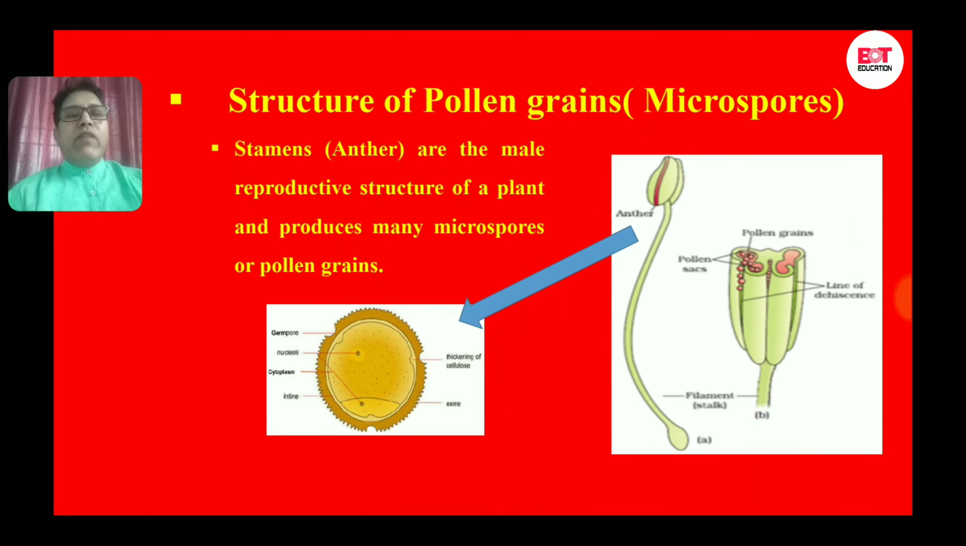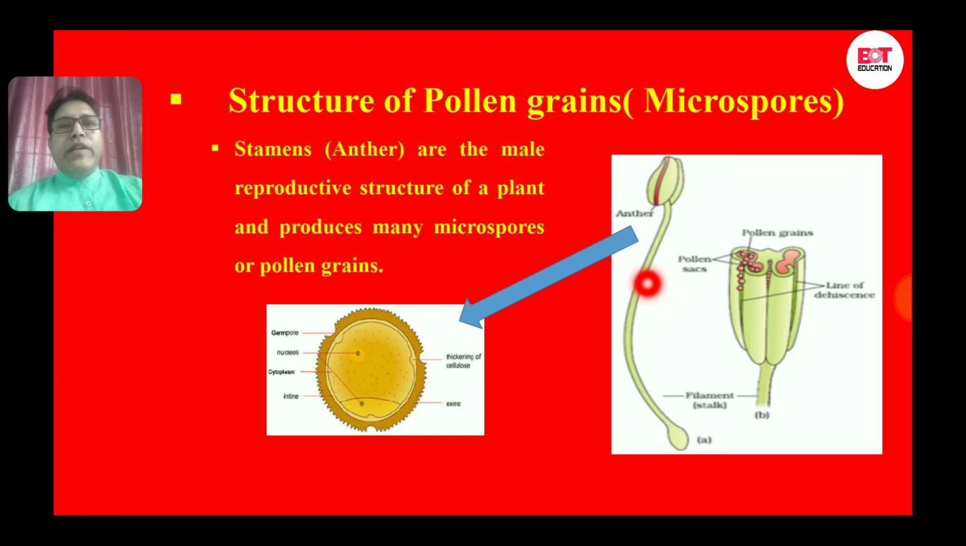Let us see one by one the structure of the pollen grains. These are also called microspores, and these microspores are developed in the anthers. So this is the anther, this is the connective, and this is the filament. The whole structure is called androecium. It is the male reproductive part of the plant. At maturity, the anthers liberate many such microspores, which are called pollen grains. It has exine and intine walls.